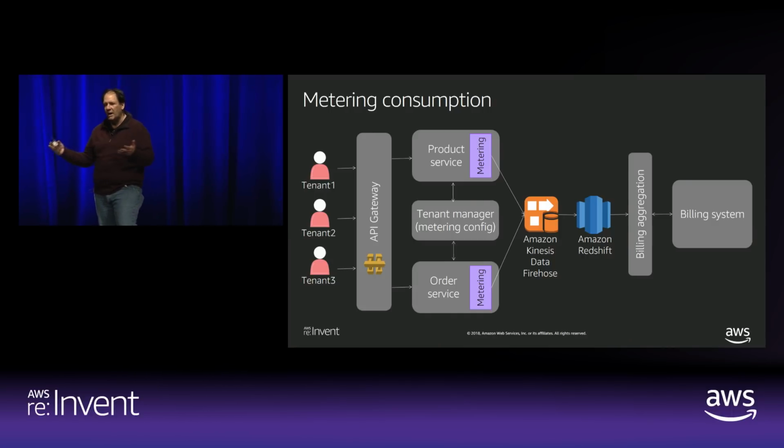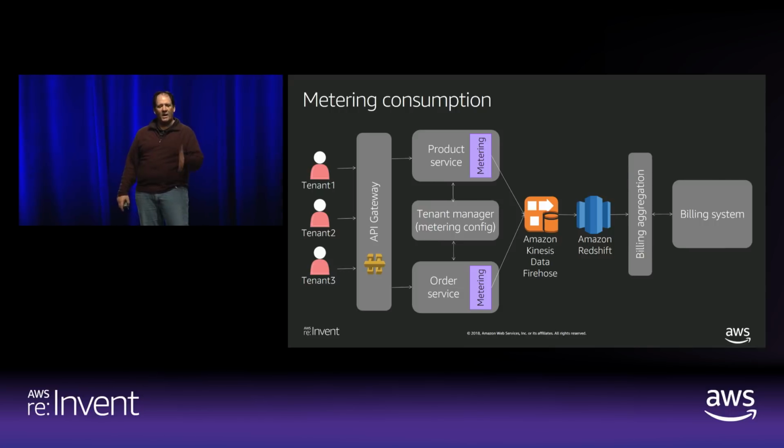And so, of course, I'm going to do this just the way any good architect or designer would. I'm going to introduce some kind of frameworky library tool between me and the metric system. Here it's shown as metering. So my tenants come in, they hit the API gateway, they hit my services. I show this metering config here just because you may have different configs for different services and different tenants. But the most important thing are these purple boxes here, which are metering.